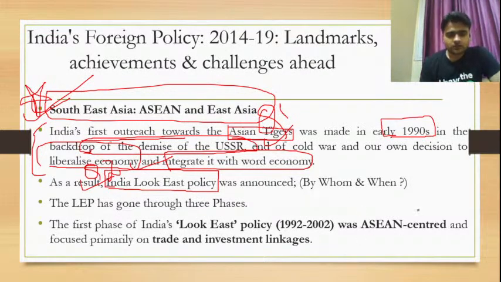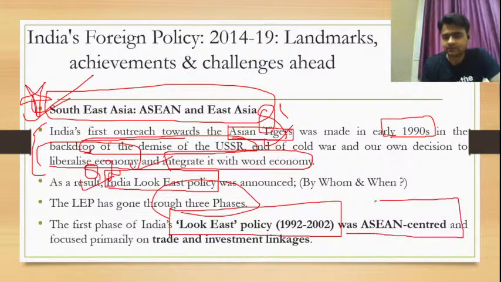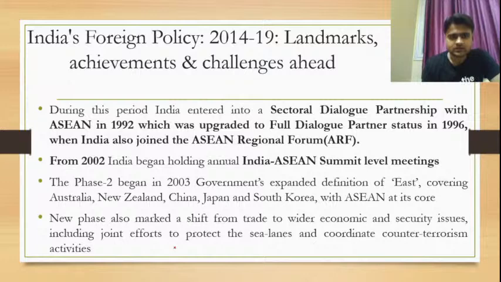Now, we will be looking into the 3 phases of Look East policy. The first phase is Look East policy of 1992 to 2002. And it was ASEAN centered. मतलब first time में हम लोगों ने ज़्यादा focus ASEAN countries पे किया, ठीक है? And focus primarily on trade and investment linkages. This was the first phase, ठीक है?